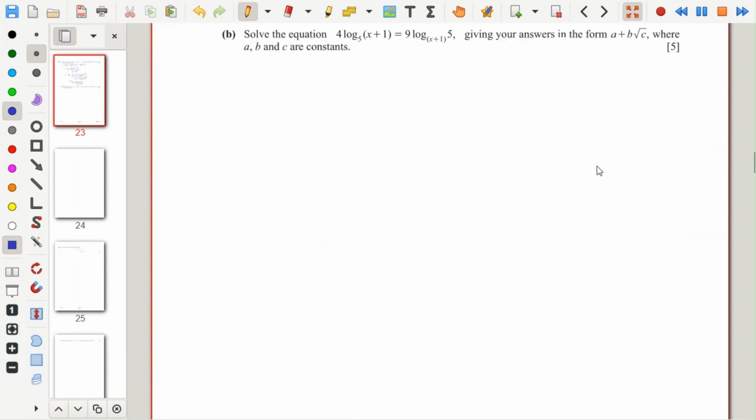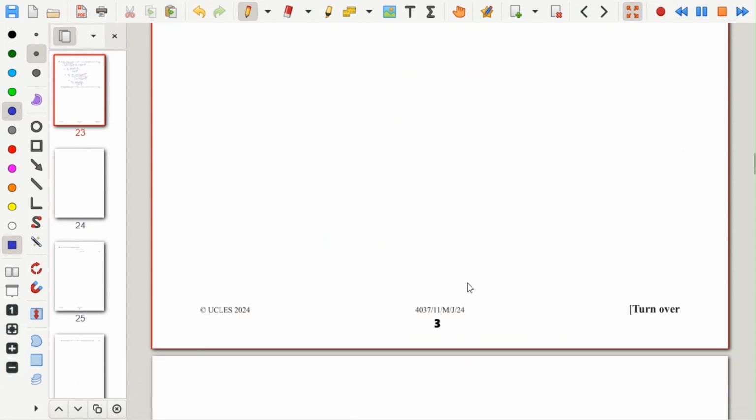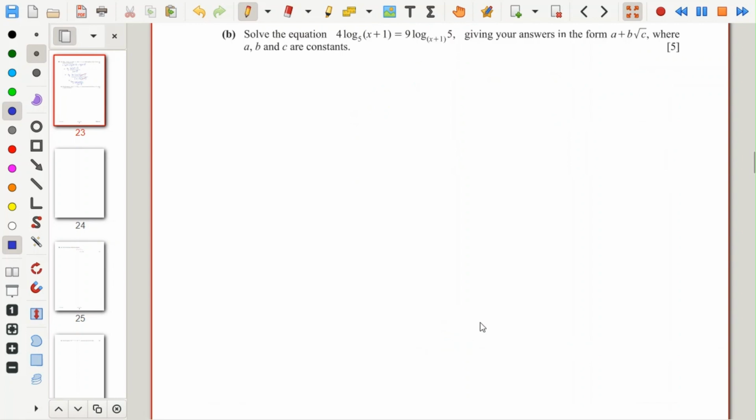Okay, let's look at this one. This is 2024 variant 1, very recent, right? And it's question number 3. You see, I've written it down here. So we have 4 log to the base 5 of x plus 1, 9 log to the base x plus 1 of 5. Okay, so what I'm going to do is convert the whole logarithm to the same base. I want them to have base 5. So I'm going to convert this one to base 5.